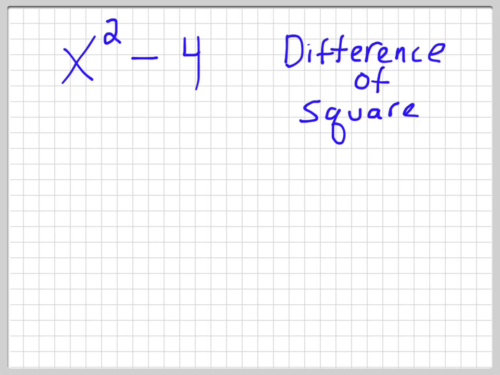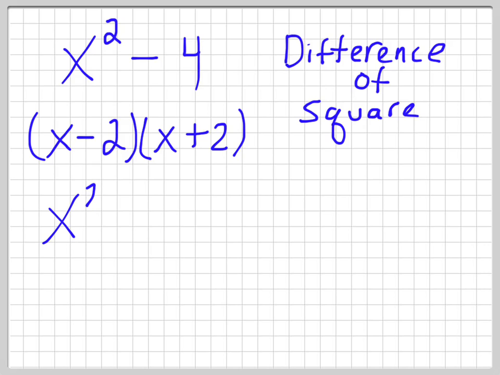The factoring technique we use for that is all we need to do is go x minus, x plus. The square root of x squared is x, the square root of 4 is 2, so it's x minus 2, x plus 2. That is factored 100% completely, done. Nothing more to do.